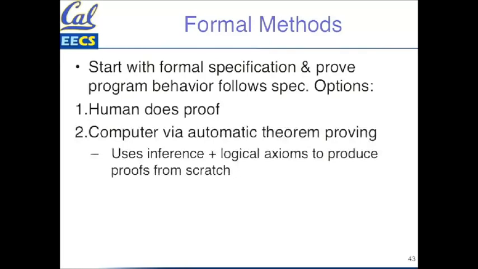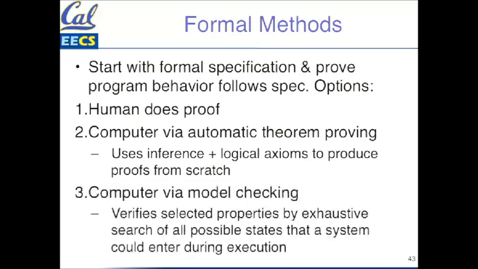There's two approaches to do it by computer. One is automatic theorem proving. You can use the spec and the code and be able to get theorems that you have to prove. You do that from scratch. And the other approach that's more popular recently is called model checking, where you search all possible executions for just a limited set of features. And that's computer model checking.